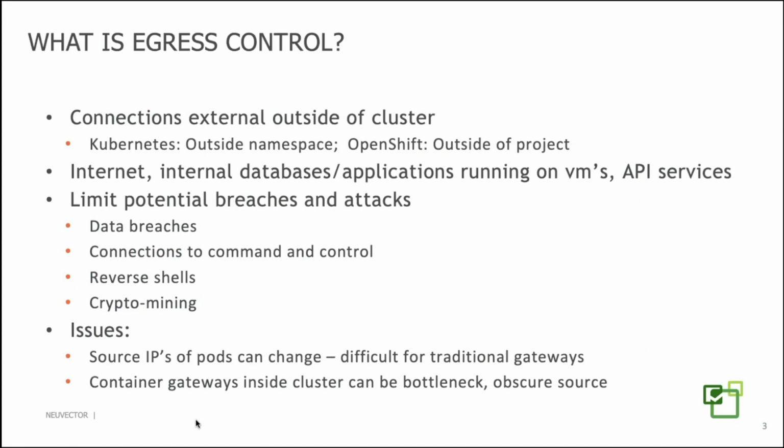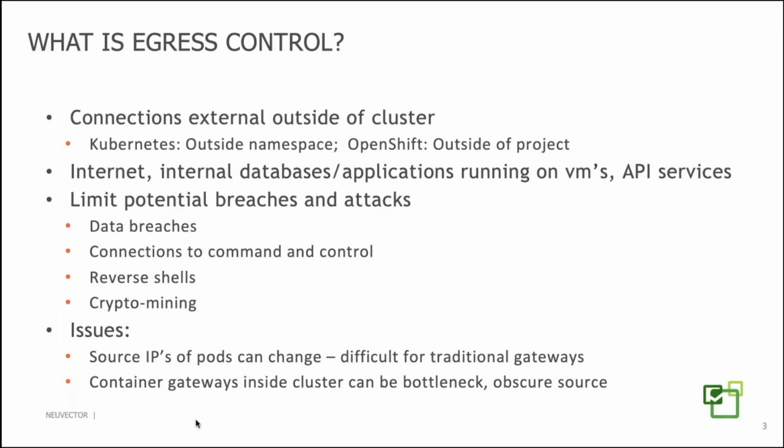So for today's purpose, we're talking about connections that go outside of the Kubernetes cluster or outside of the container environment. Keep in mind that in Kubernetes terminology, egress is defined as outside of a namespace. So it could be either going outside the cluster or just outside of the namespace to another container running within the cluster. And OpenShift can define it as outside of the project as well.